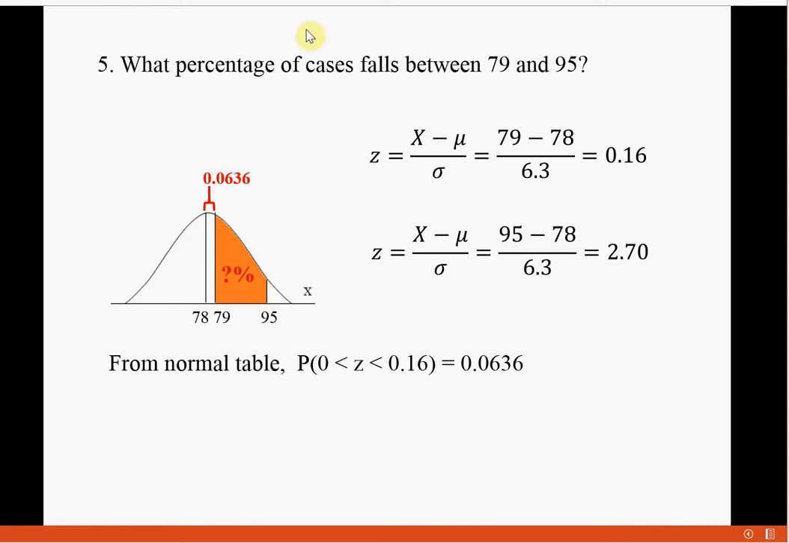From the mean 78 to 79. We know 79 is 0.16 standard deviation above the mean. So from the mean to 0.16 z-score, or from the mean 78 to 79, this is the percentage number. We have 0.0636 or 6.36%. So that percentage refers to the size of this slice. Now again, we're going to go to the normal distribution table to find out the percentage that corresponds to z-score 2.7.